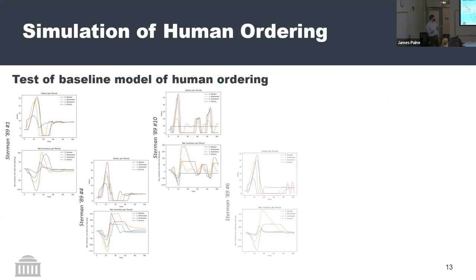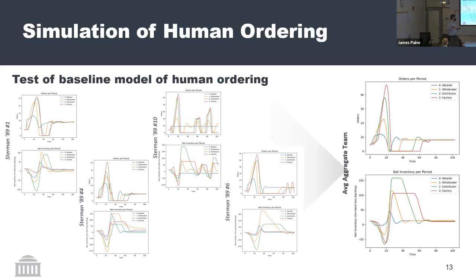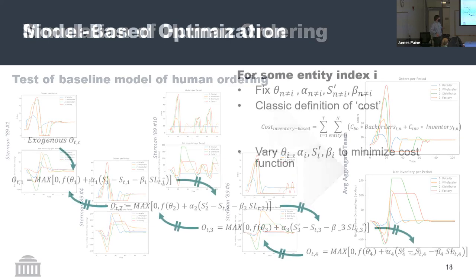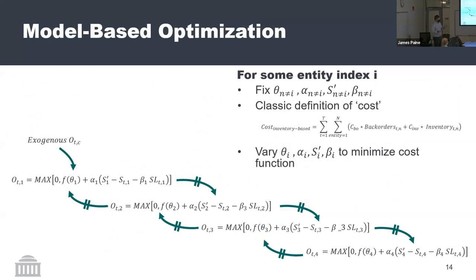Great, so this creates a baseline simulation of sort of human-like ordering in this space. This is a simulation of four teams using ordering parameters found in the Sterman 89 paper. You can also take these teams together and come up with sort of an aggregate Sterman general agent. I mention this one because I'll mention the Sterman general agent at later times as sort of the baseline by which I'm comparing. The actual, I shouldn't say optimization, because it's really a cost minimization within this space.